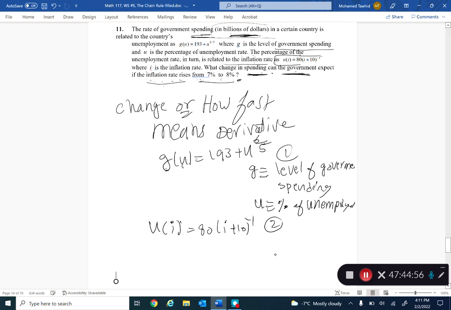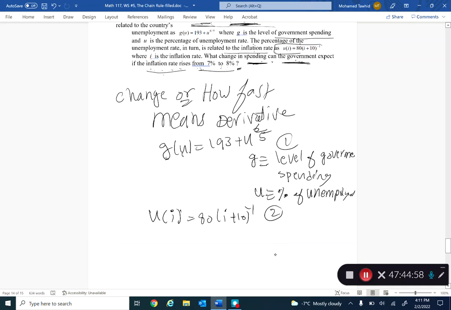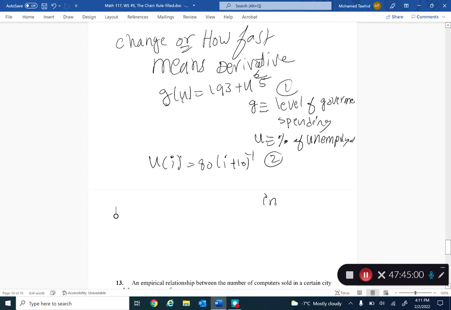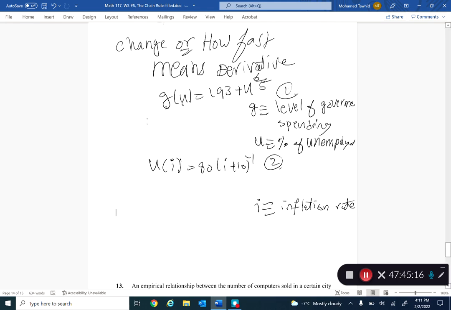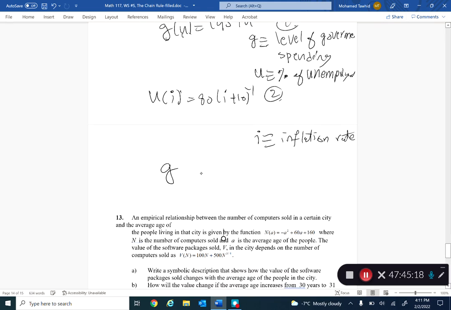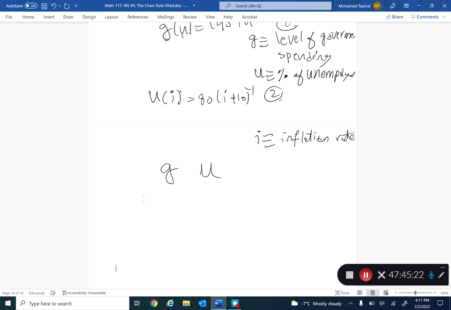I, what is your I? Let me explain I here. That is our inflation. So your I, I'm just writing here so that everything will be clear. I is the inflation rate. All right, now return back to the question. That is equation 1, equation 2. If you look at equation 1, G is a function of U. And U from equation 2 is a function of I.